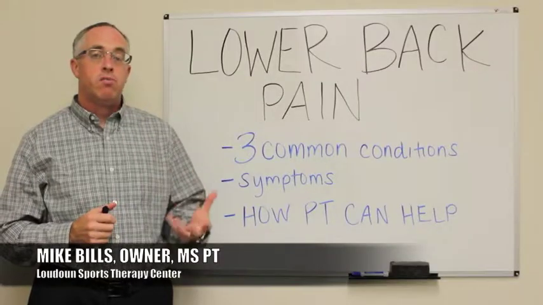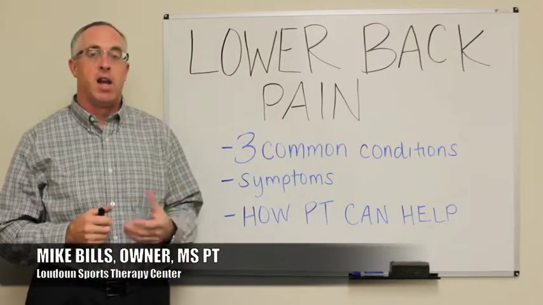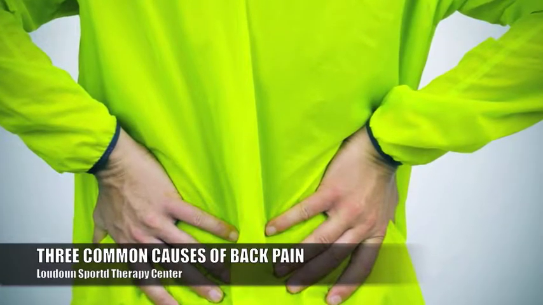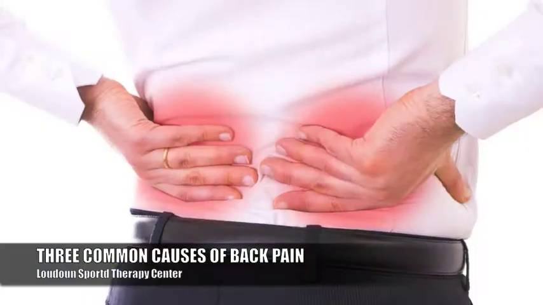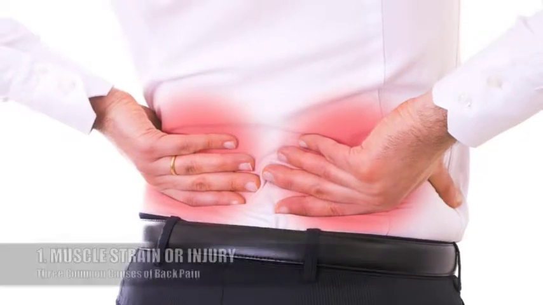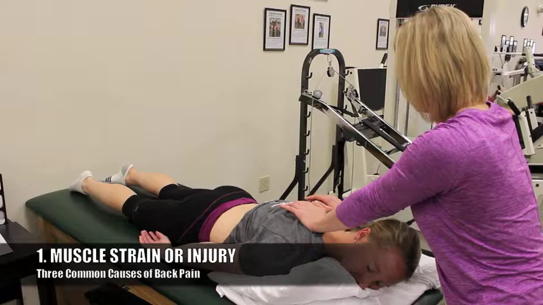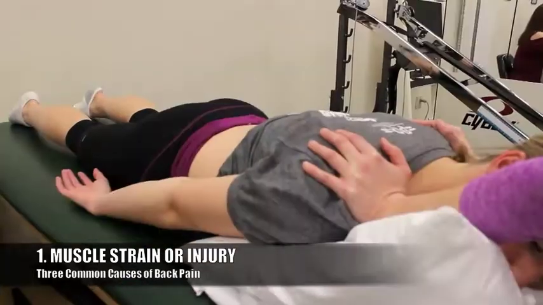So there's three common causes of back pain, and they generally can be attributed to about 95% of the problems that we see in physical therapy or in general in orthopedics with back pain. The number one cause is some kind of muscle strain or muscle problem or a muscle injury. It can be something that just happened recently, it can be something that's chronic.